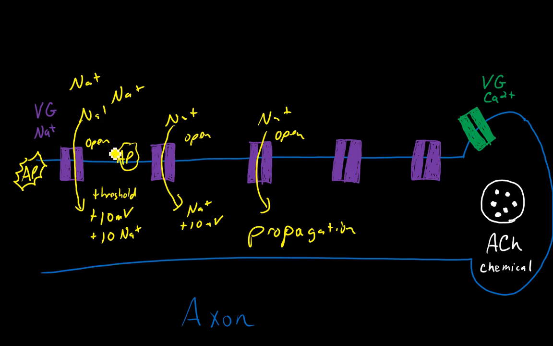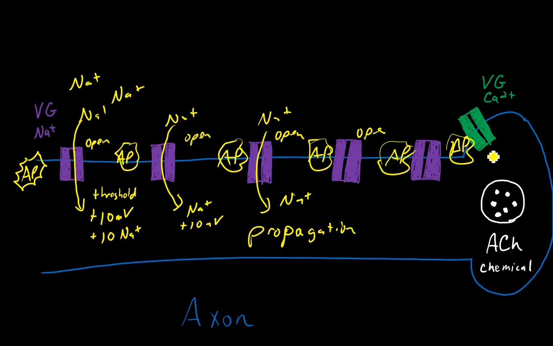of the action potential. So each opening of a channel creates another action potential, which then allows more sodium in, which opens up the next channel, creating another action potential. This action potential travels all the way down until we get to the end, or the axon terminal. The last action potential created has the effect of opening up a voltage-gated calcium channel.